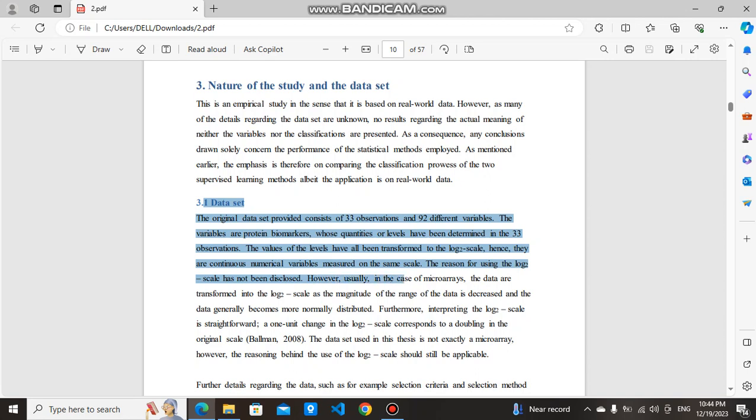However, usually in the case of microarrays, the data are transformed into the log2 scale as the magnitude of the range of the data is decreased and the data is more normally distributed. Furthermore, interpreting the log2 scale is straightforward. One unit change in the log2 scale corresponds to a doubling on the original scale (Balmer, 2008). The data set used in the thesis is not exactly a microarray. However, the reasoning behind the use of log2 scales should still be applicable.